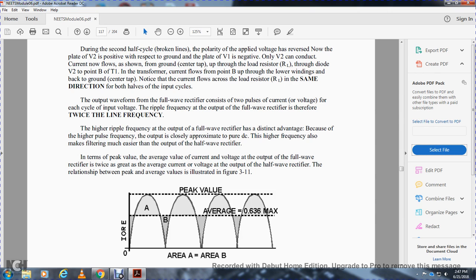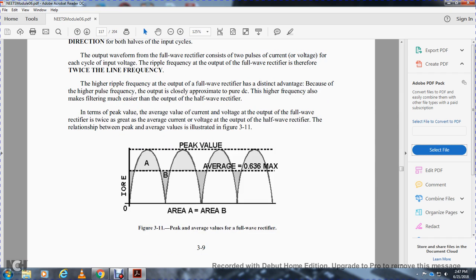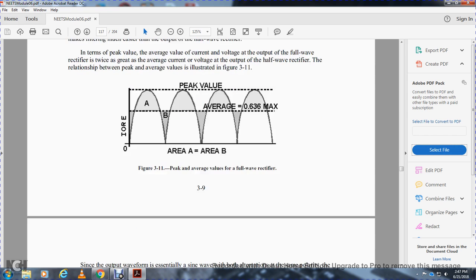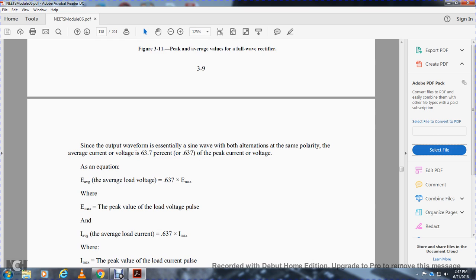This also shows the terms of peak and average values of current and voltage across the full wave rectifier, with greater average current and voltage at the output than the half wave rectifier. The relation between the peak and the average is illustrated in figure 3-11. Figure 3-11 shows the peak and average, 63.7% of max, and A would be above that, and B would be your peak performance under that. The output waves are essentially similar for both alternations, with the same polarity, and the average is 63% of the peak voltage, or 0.637 times the voltage max.